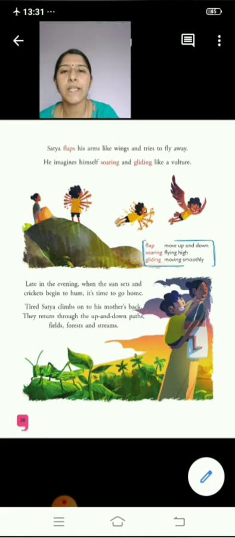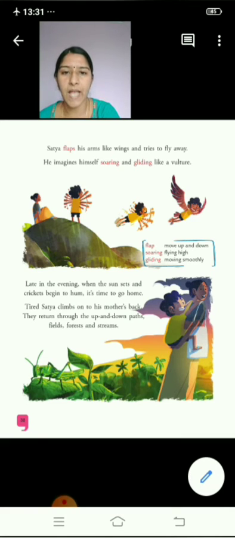Okay, here flapping is nothing but like a bird. He is trying to fly like a bird. Both the hands like wings he is using. Okay, move up and down. Soaring means it is flying high. He is trying to fly high. Okay, gliding means moving smoothly. It is going smoothly. Okay. So I'll read this one more time.